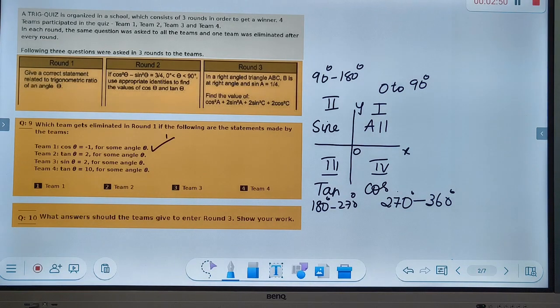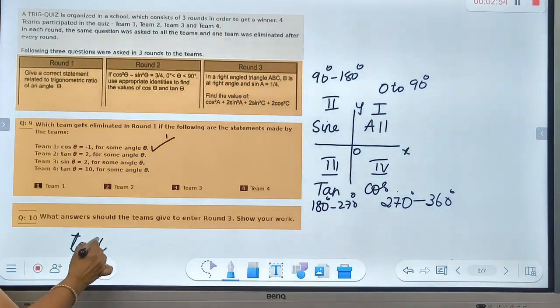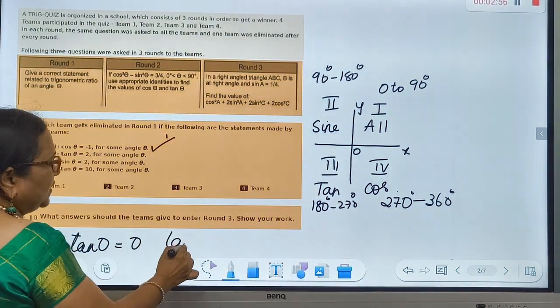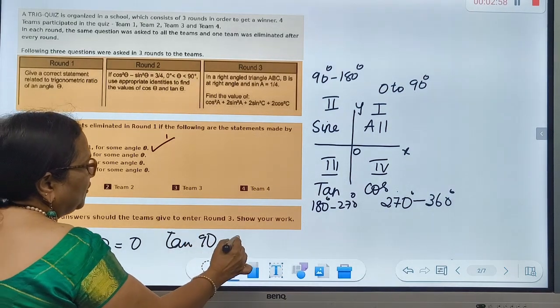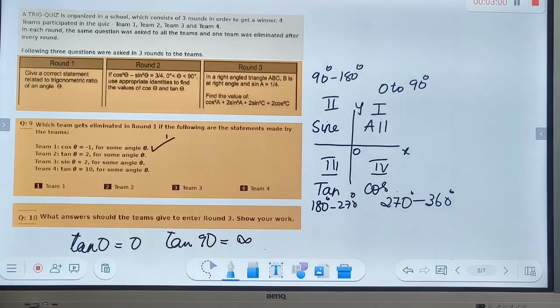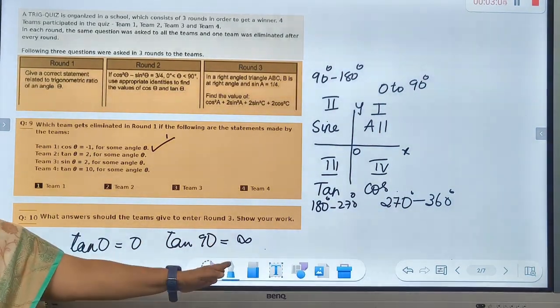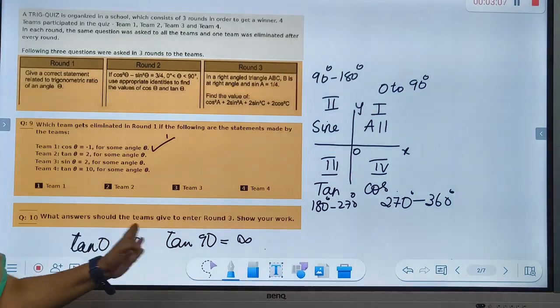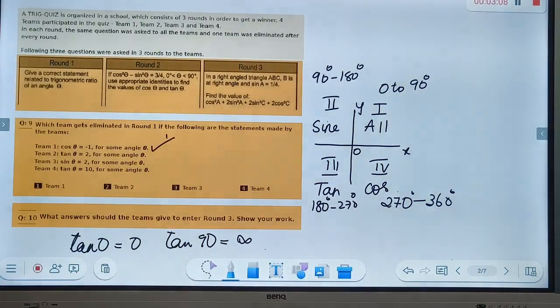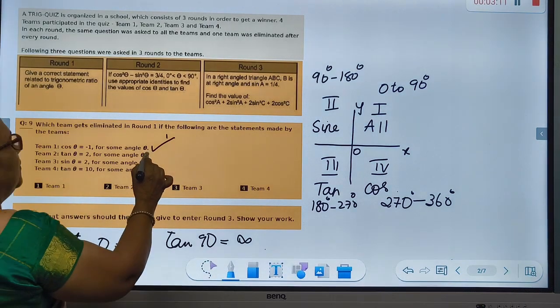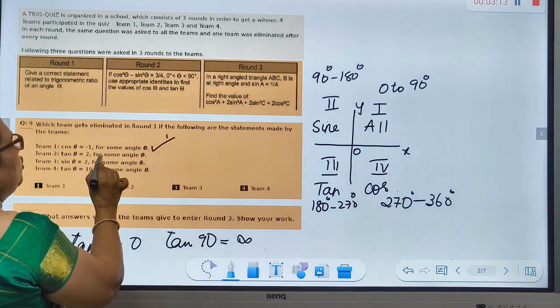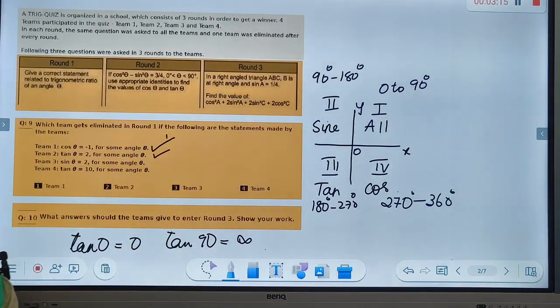Tan theta equal to 2. You know that tan 0 is 0, whereas tan 90 is not defined, that is infinity. Right? So it goes from 0 to infinity. Tan takes values from 0 to infinity in the 1st quadrant itself. So definitely the value of tan theta will be 2 for some angle theta. So this is also a true statement.